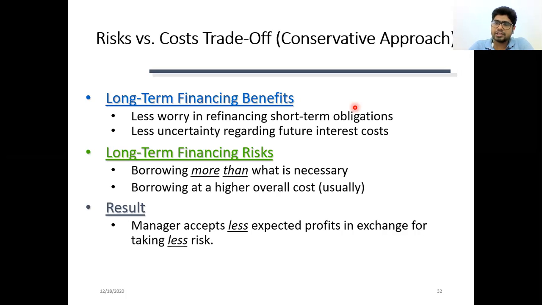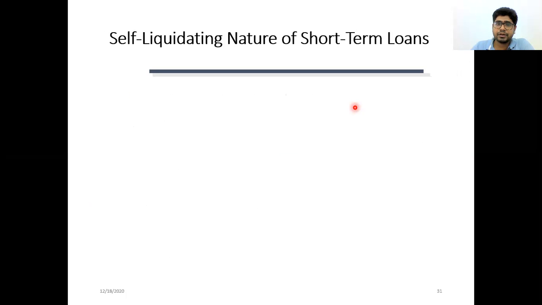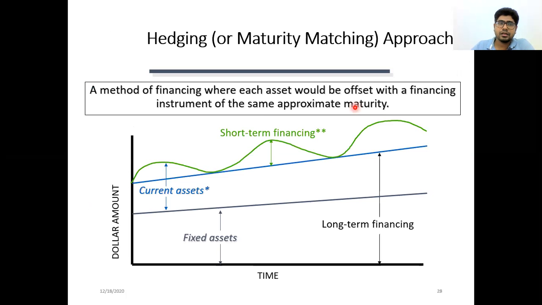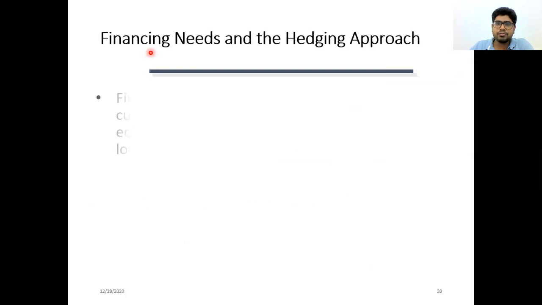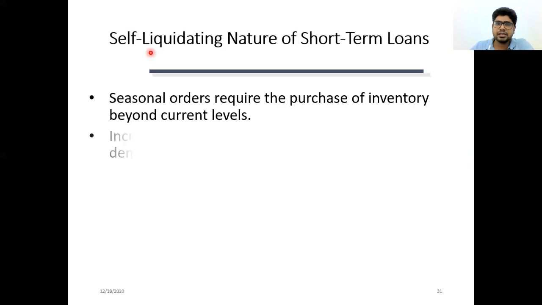So what does the conservative approach mean, right? First we will understand what the conservative approach is. Earlier we discussed what approach? This one, the hedging approach or maturity matching approach. This is approach number one. So in our graph, this policy is applicable to policy B.